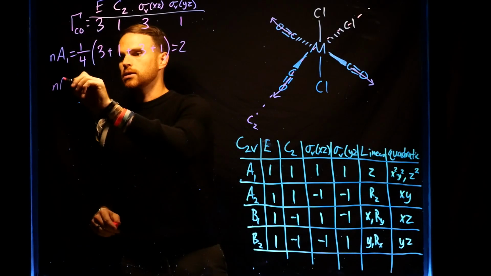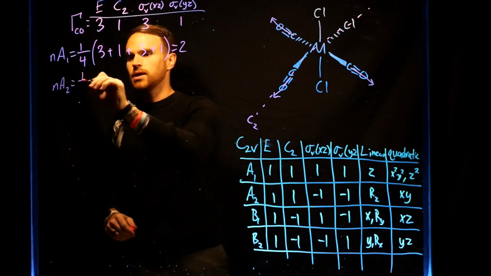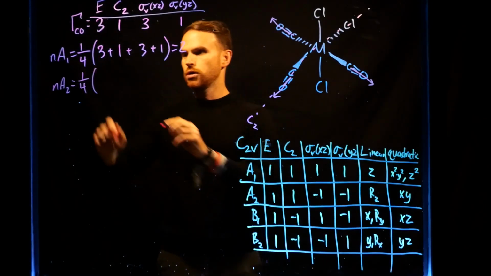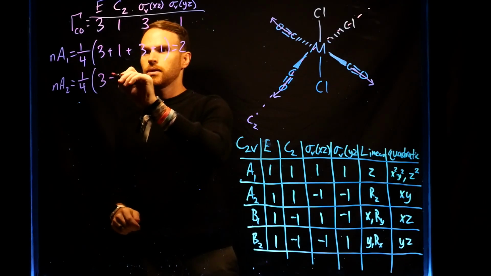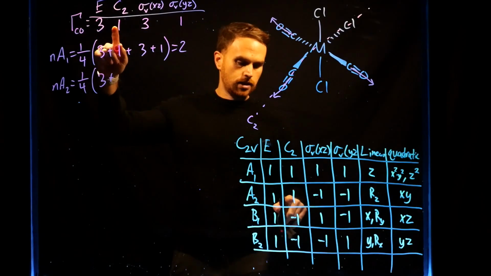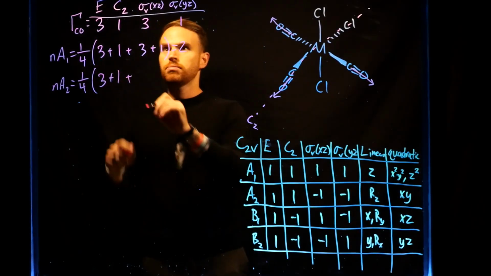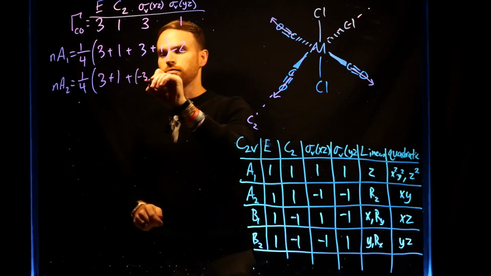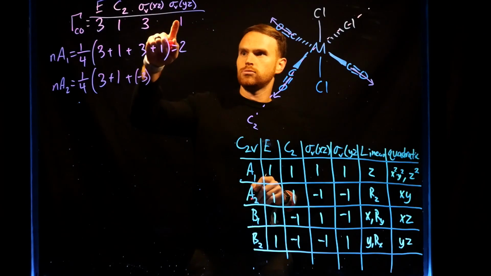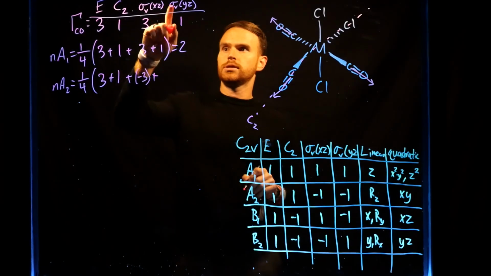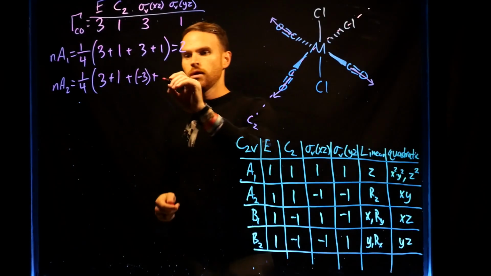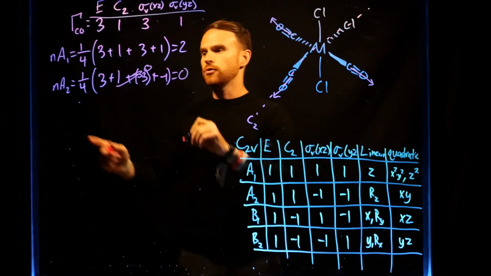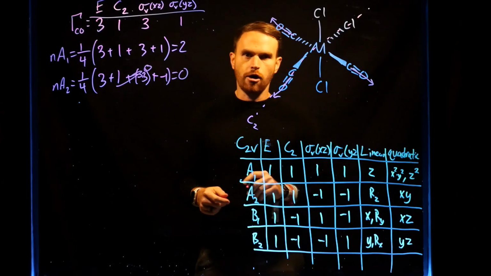Now if we quickly go through the rest, for A2, again we start with 1 over the order, which is 4. We see 1 times 3 times 1, which is 3, plus 1 times 1 times 1, which is 1, plus 1 times 3 times negative 1, that's going to be a negative 3, plus 1 times 1 times negative 1. So these end up being 0, and then that tells us that there are no A2s present in our reducible representation.